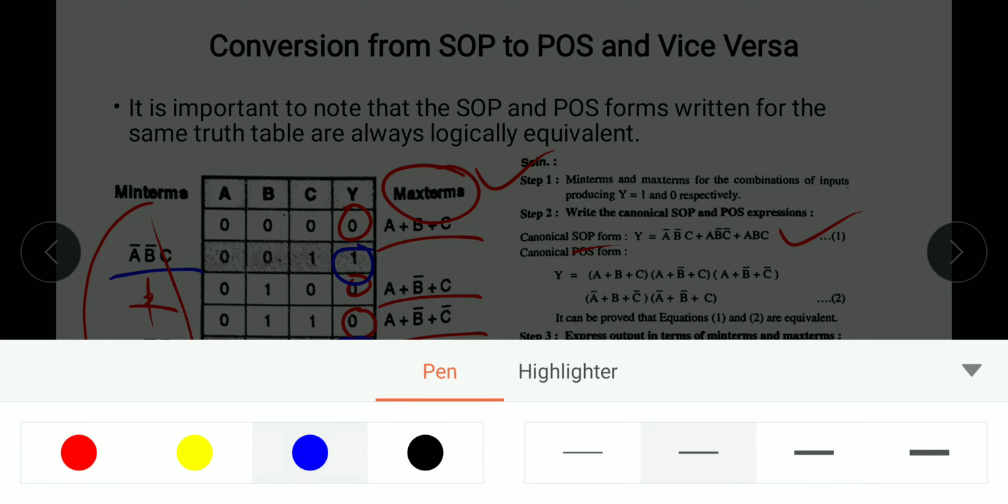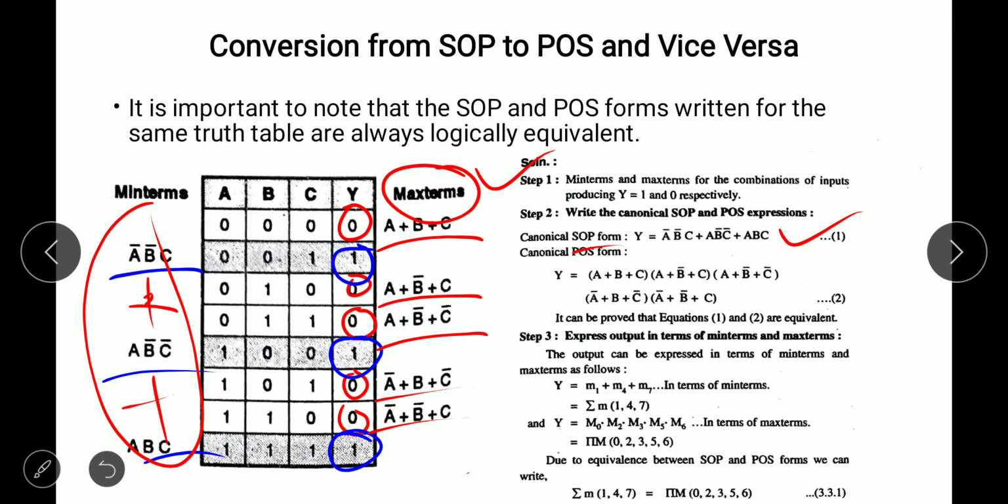And dot all that max term, you will get the POS form, that is A plus B plus C dot A plus B bar plus C dot A plus B bar C bar dot A bar plus B plus C bar dot A bar plus B bar plus C. This is nothing but the POS form. It can be proved that equation 1 and 2 are equivalent.